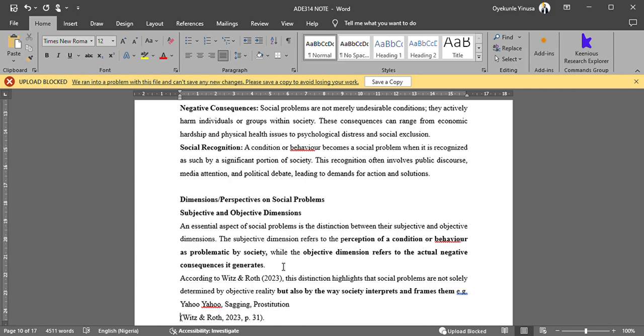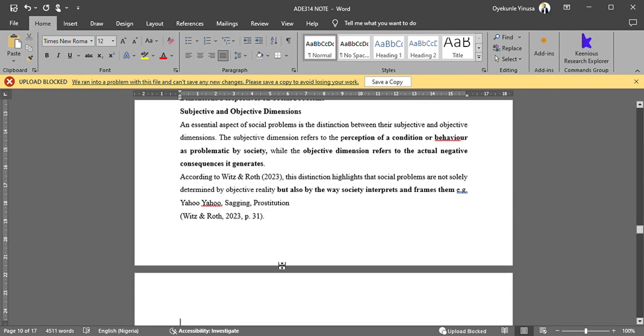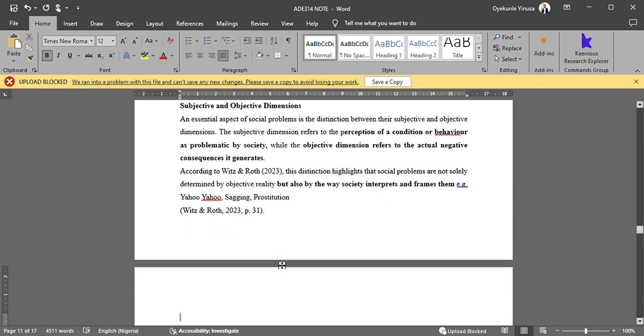If it is acceptable as a norm in the society, it has its own far-reaching negative consequences. The consequences are not positive in this form. It is negative, and everybody is going to partake in the share of the negative consequences of that particular social problem. According to Witts and Roth 2023, this distinction highlights that social problems are not solely determined by objective reality, but also by the way society interprets and frames them.